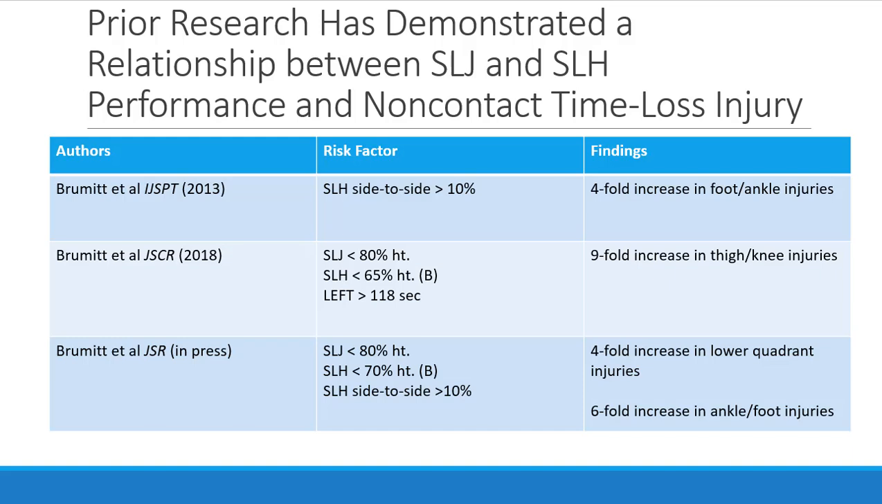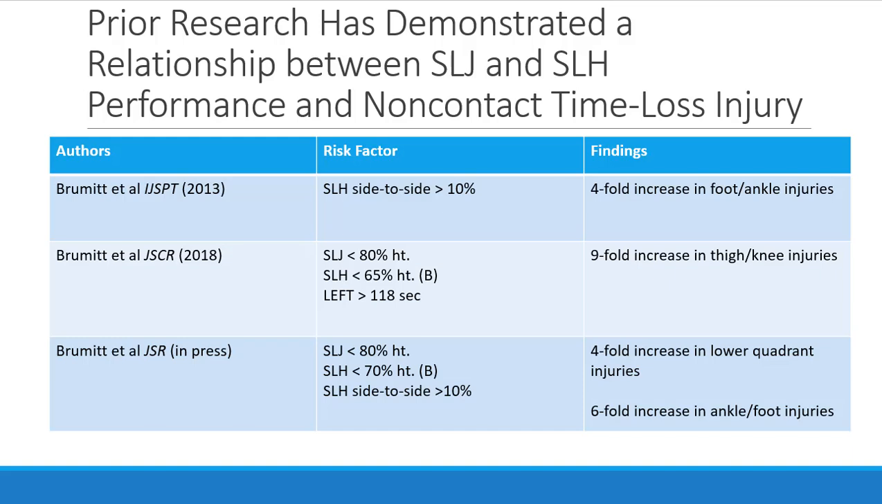A profile of a standing long jump less than 80% of one's height, bilateral single leg hops less than 65% of one's height, and an agility drill score, the lower extremity functional test greater than 118 seconds, was associated with a ninefold increase in thigh and knee injuries in Division III athletes.